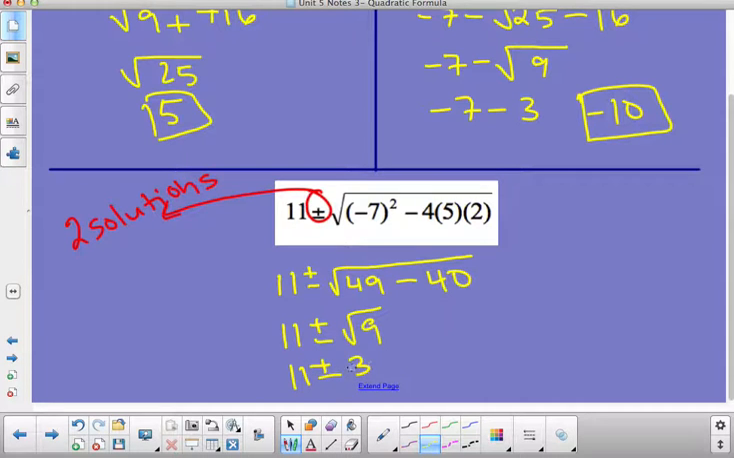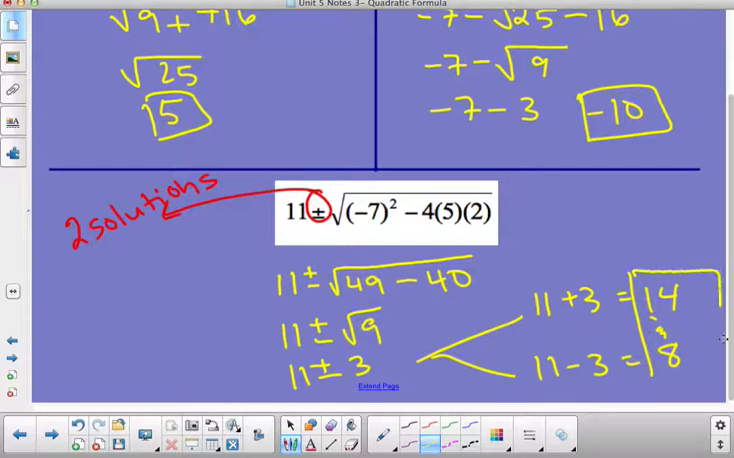Now, I'm not done yet. I can't leave that like that. This is kind of like saying there are two solutions. I've got 11 plus 3, which is 14, and I've got 11 minus 3, which is 8. So these are both solutions. And again, you might see them listed with a comma. They're not an ordered pair because they're both x values. They're both solutions to the equation. Kind of like when we factored and had those two solutions, they were both x values.